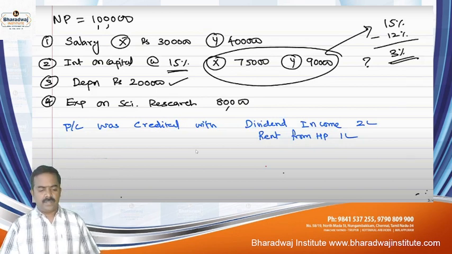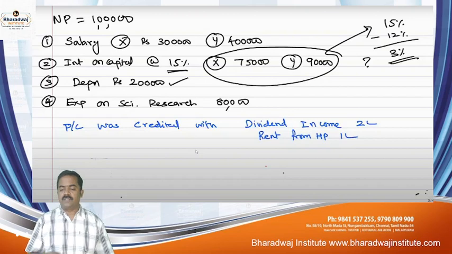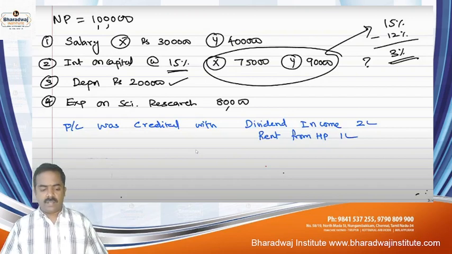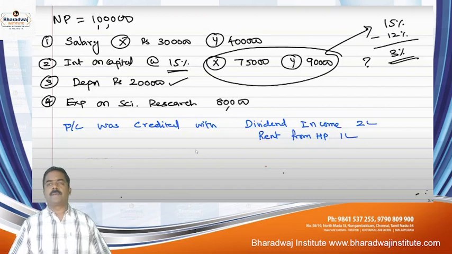P&L account was credited with which income? Dividend income and which one? Rental income from which one? House property. Now in the first 4 items, can you tell me which is an allowed expense?